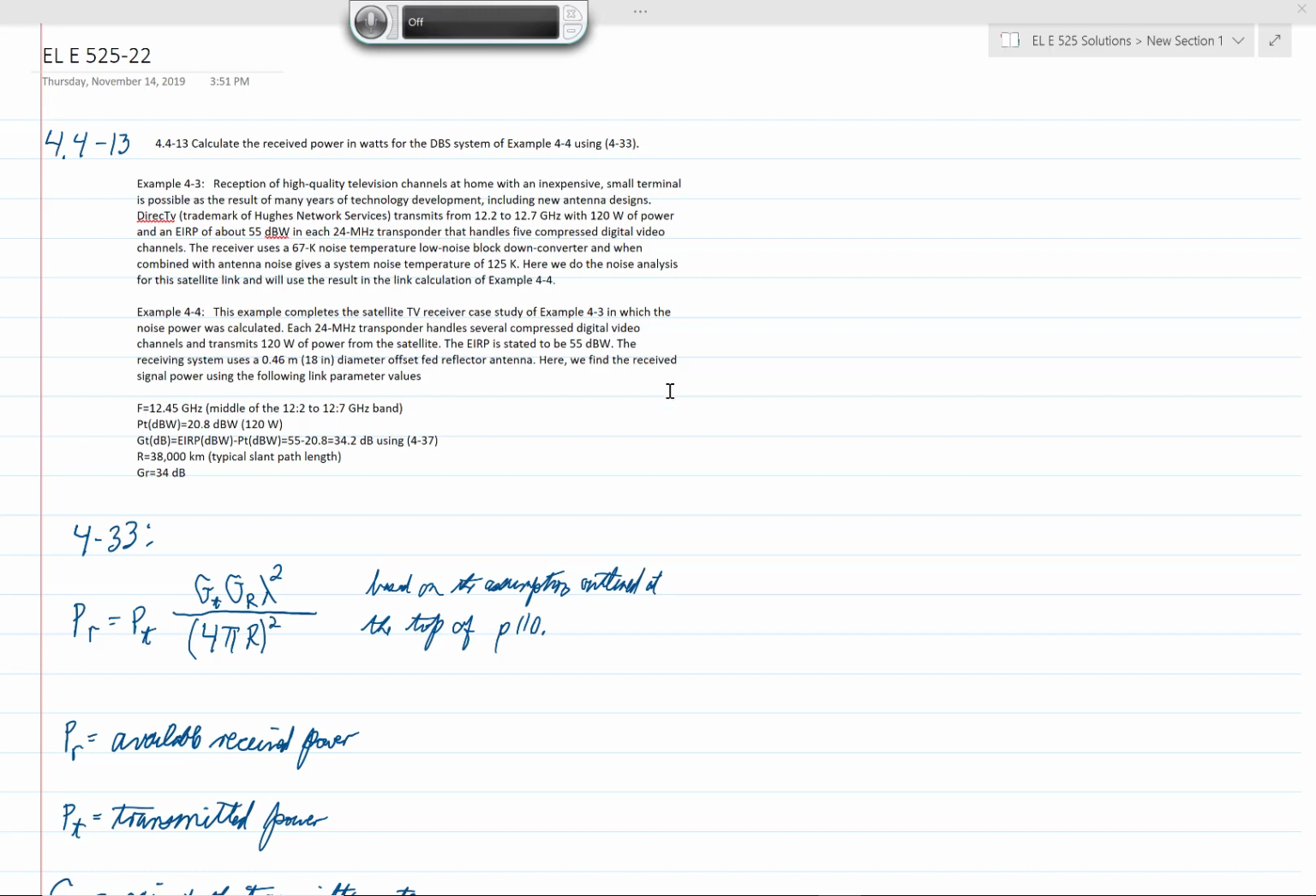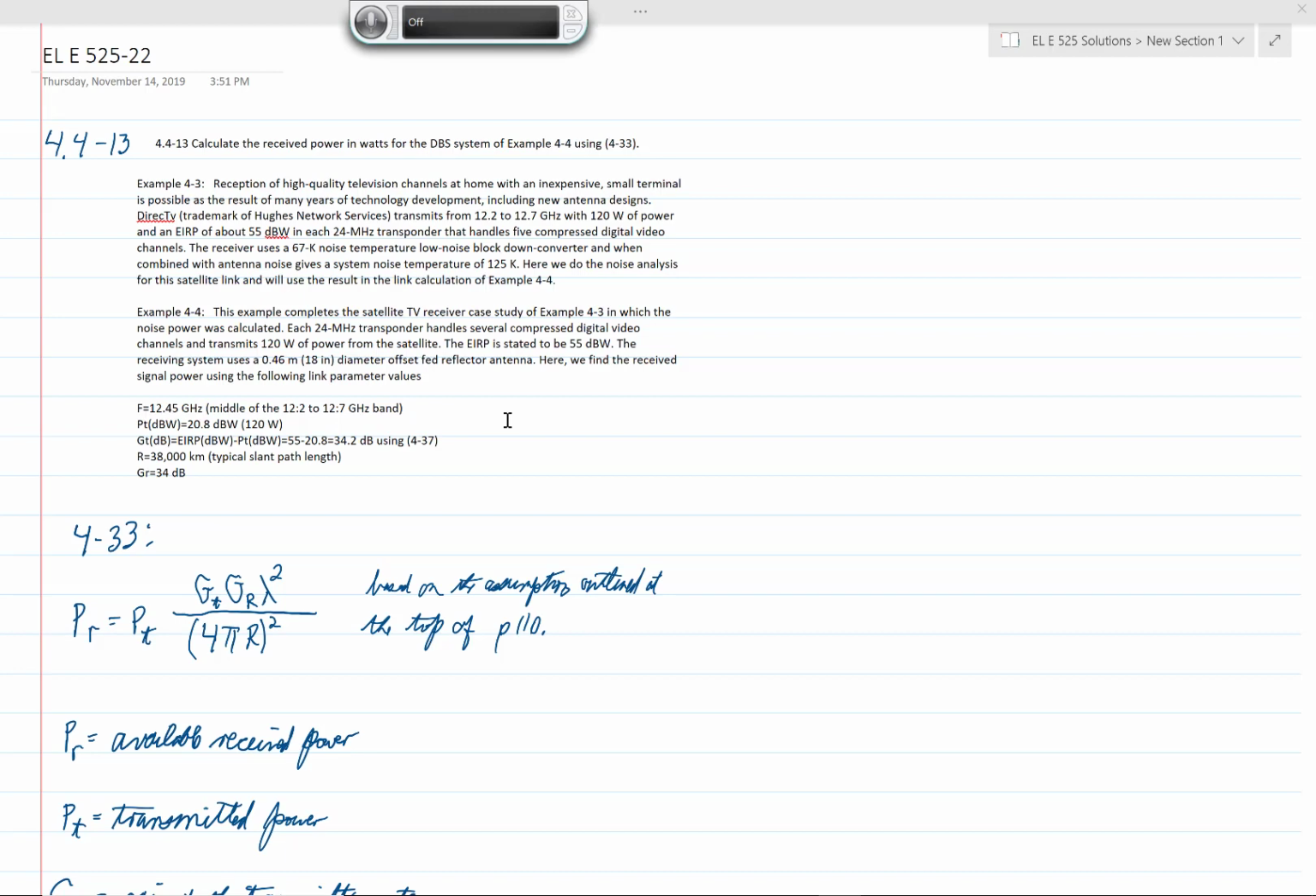We're going to start off by talking about what example 4-4 is, and you can see that here in this second paragraph. It says this example completes the satellite TV receiver case study of example 4-3, so we need to begin with example 4-3 to understand what's going on. Once we understand example 4-3 and example 4-4, the actual calculation for this problem is relatively straightforward and quick. So this will be a quick lecture.